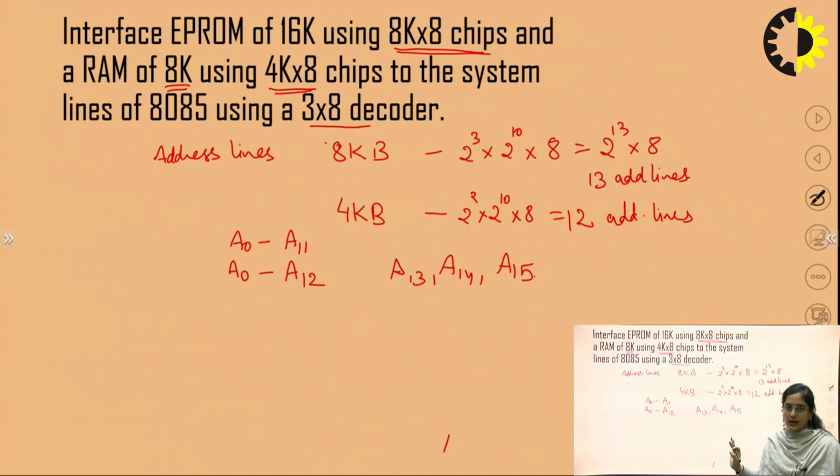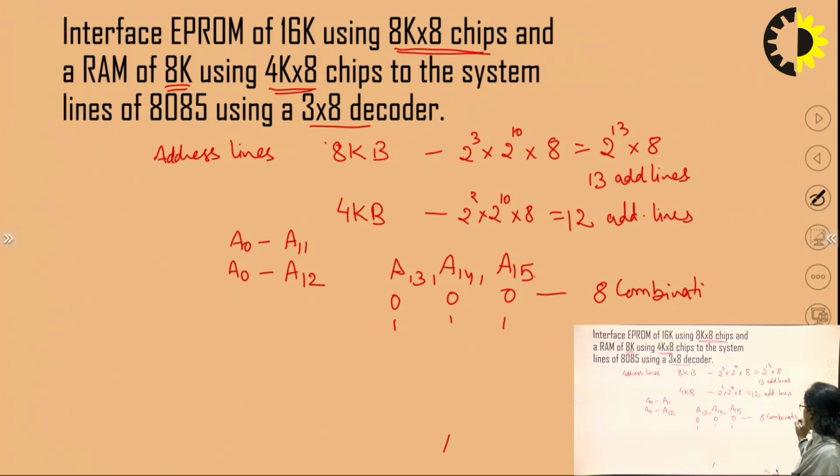These are the unique lines. So the combinations of these 3 will be 000 to 111. So we have 8 combinations. Out of these 8 combinations, we can assign combinations to EEPROM, 2 EEPROMs. So 2 combinations we assign to 2 EEPROMs and 2 combinations we assign to 2 RAMs.